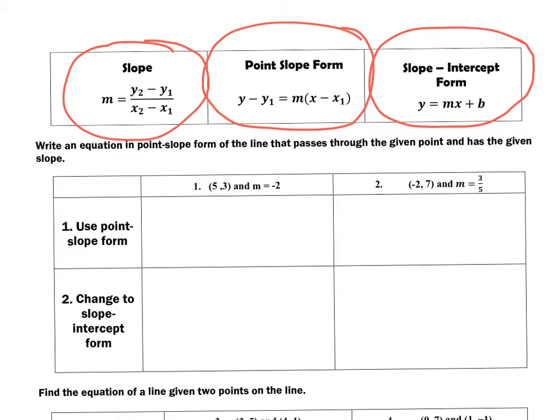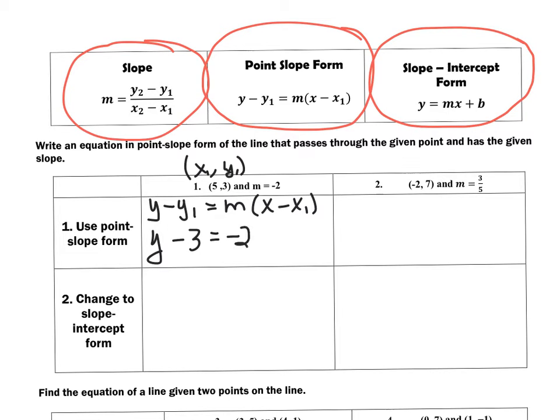Let's start off by using the point-slope form. That's y minus y1 equals m, the slope, times x minus x1, and x1, y1 is your point. So we just plug those numbers in and we're done. We have y minus 3, that's our y1, equals our slope, negative 2, times x minus 5, because that's our x1. And that's using point-slope form.